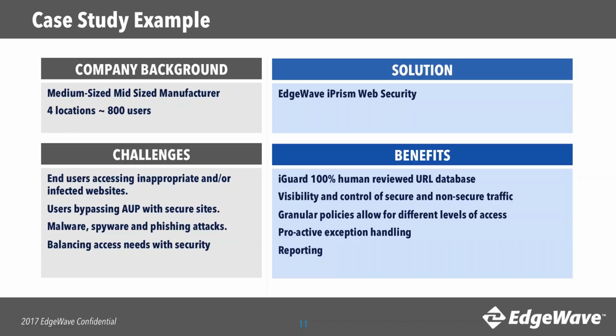And one of the other things that they found very positive in there was the ability to do some proactive exception handling. So rather than just purely being reactive to a user getting blocked and having to request something be allowed, with the proactive exception handling in iPrism, they were able to anticipate activity that was going to be happening, go in and proactively put exceptions into the rules for the users, so they didn't have to do it as a reactive type of administrative task.